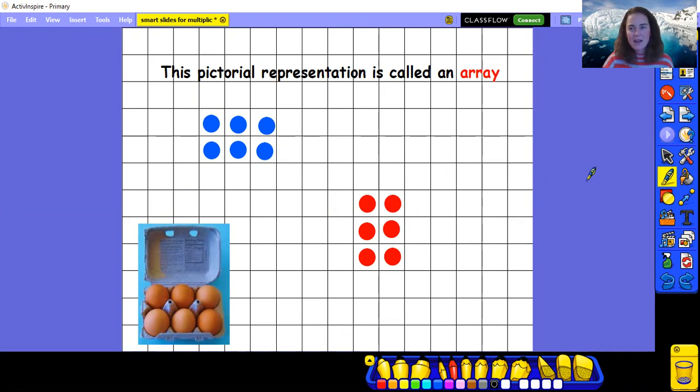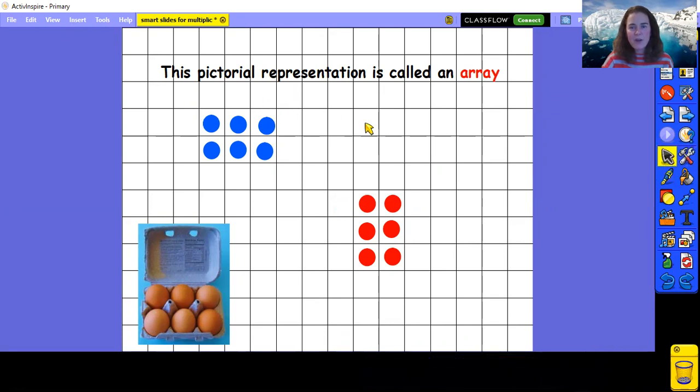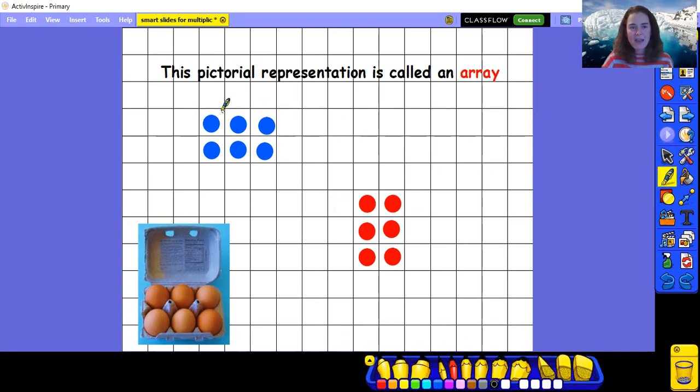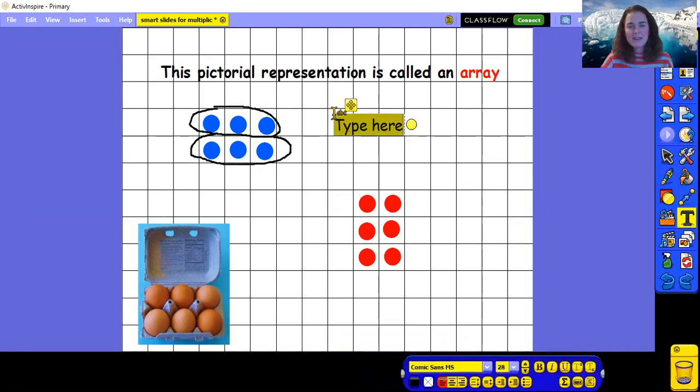So I've got my rows. And in each row here, I have got 3 eggs. So here's my one group of 3, and here's my other group of 3. So if I was to write that as a repeated addition, it would be 3 add 3 equals 6. Or 2 lots of 3, which is 2 times 3 equals 6.